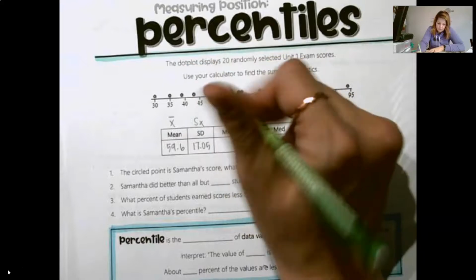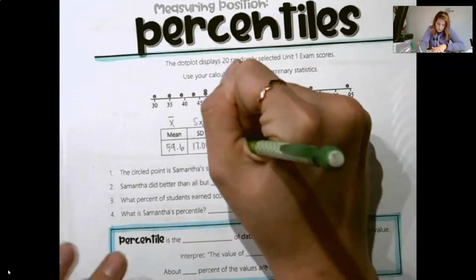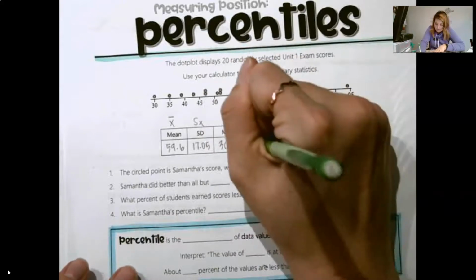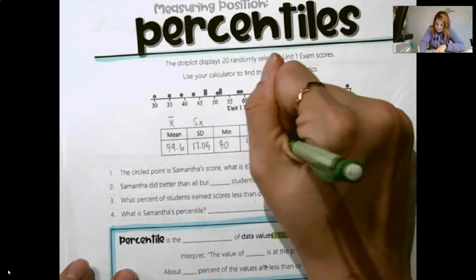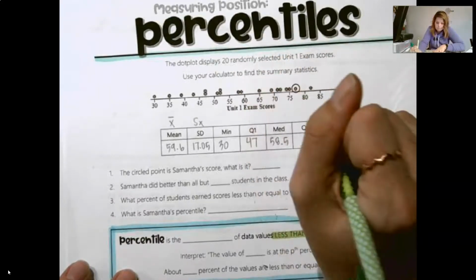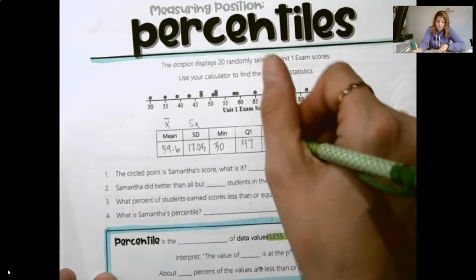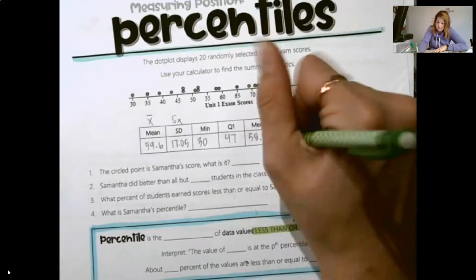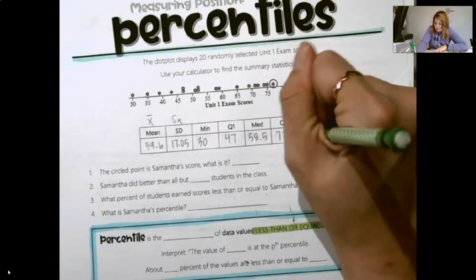Minimum value is 30. Quartile 1, 47. Median is 58.5. Quartile 3 is 73, and the max is 94.